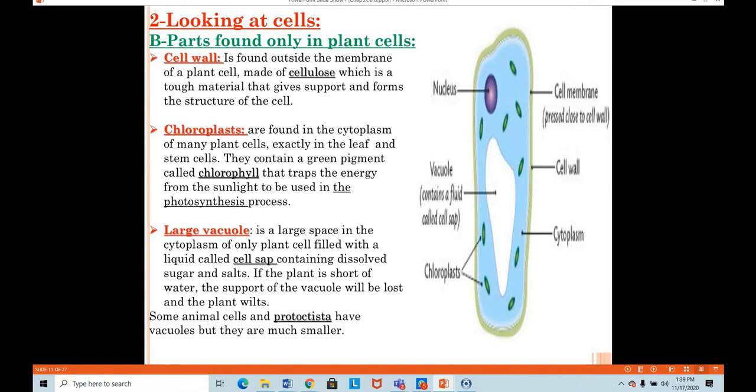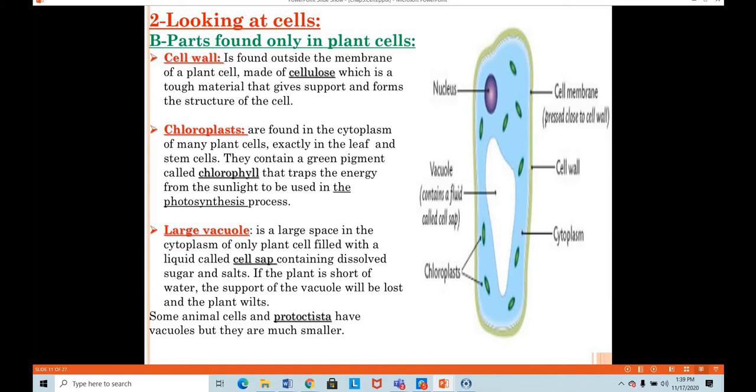The cell wall is found outside the cell membrane, this lining outside, and it is made up of cellulose, which is a tough material that gives support and forms the structure of the cell. Okay, so this cell wall is made up of a substance known as cellulose. Now, this cellulose is a polysaccharide, meaning it is a carbohydrate, but it is a complex carbohydrate.